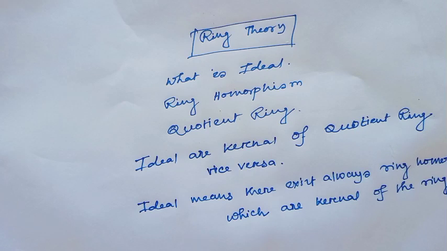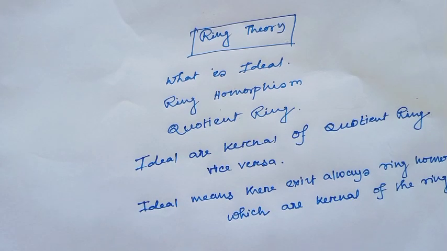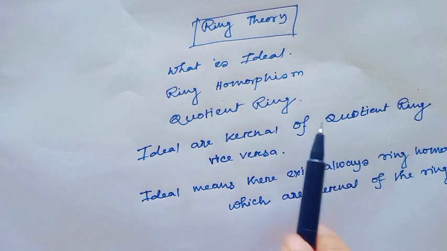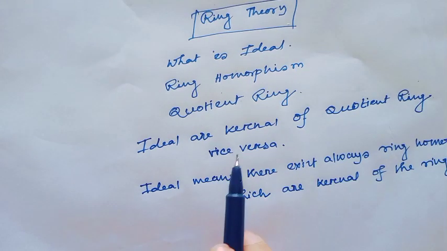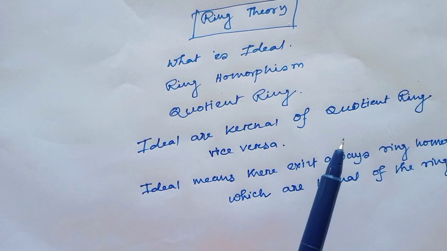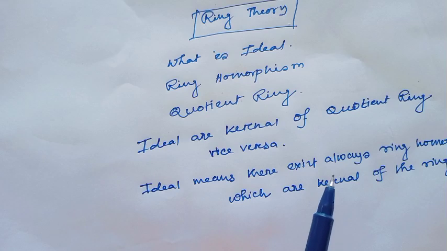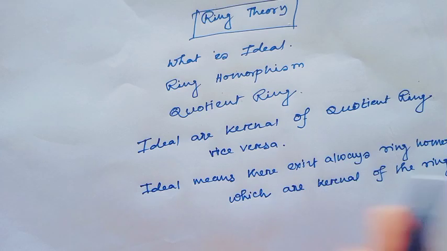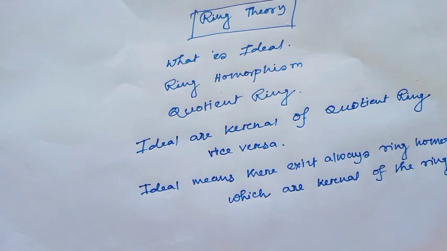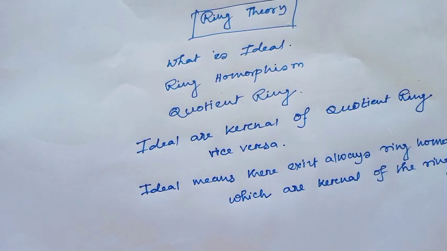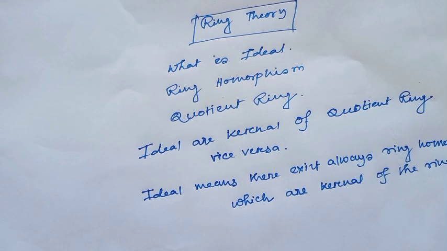Today's topic is: what is an ideal? We all know, I hope, because in my previous video I defined this part elaborately, what a ring homomorphism and a quotient ring are. We all know ideals are actually kernels of ring homomorphisms and vice versa. That means an ideal always exists as the kernel of some ring homomorphism.